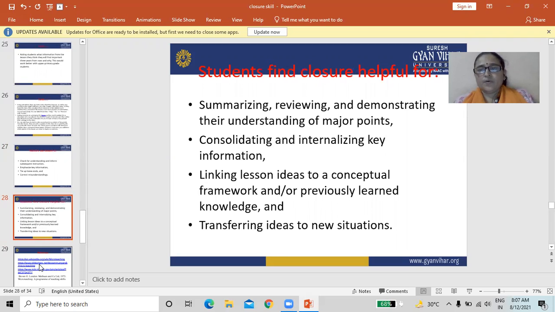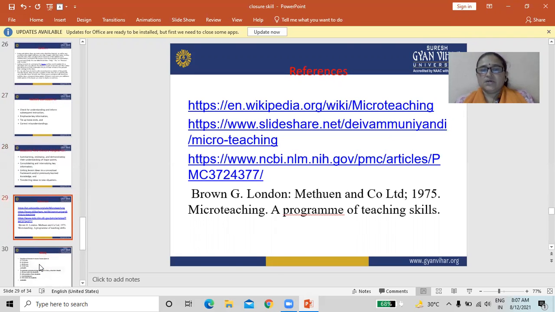I think you all understand what is closure, what is the use of closure, and how to write effective closure. These are the references you should go through for further detail on micro teaching and micro teaching skills.